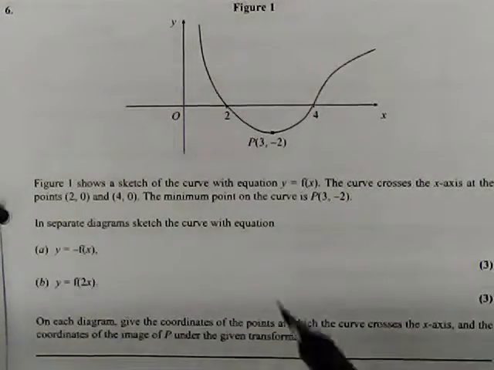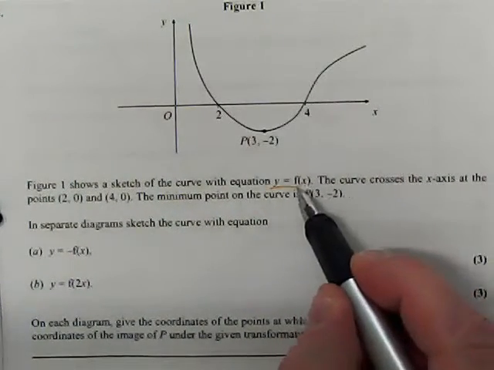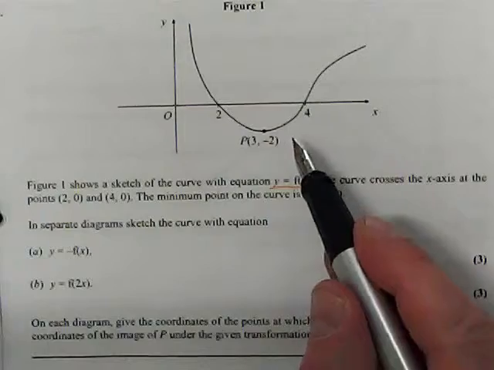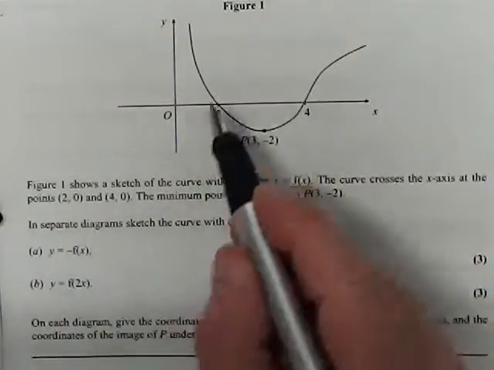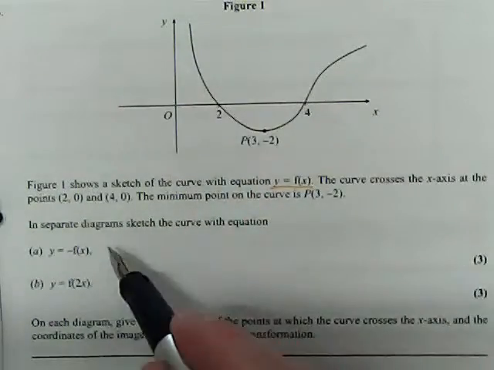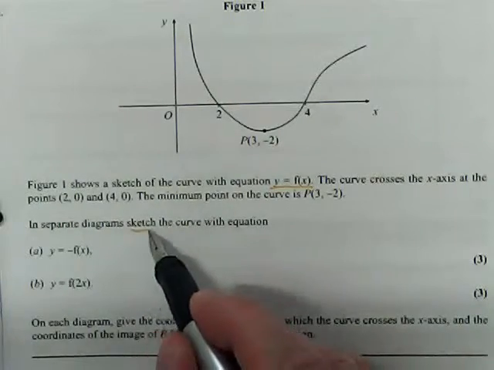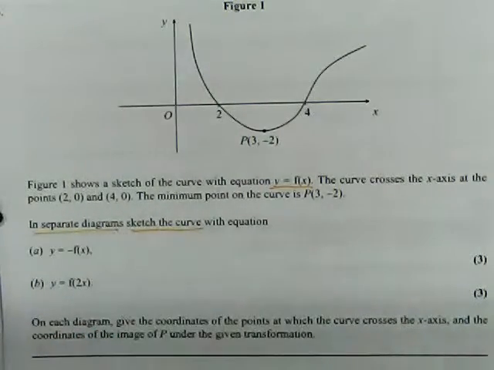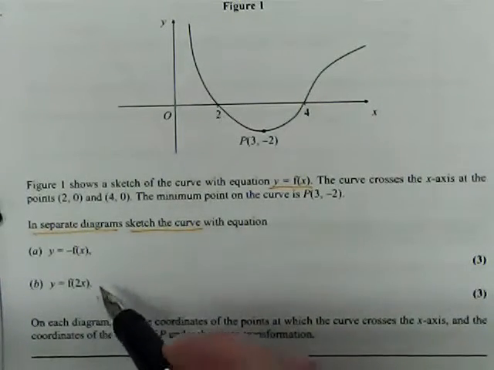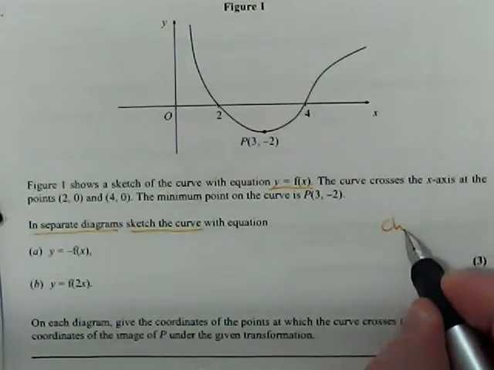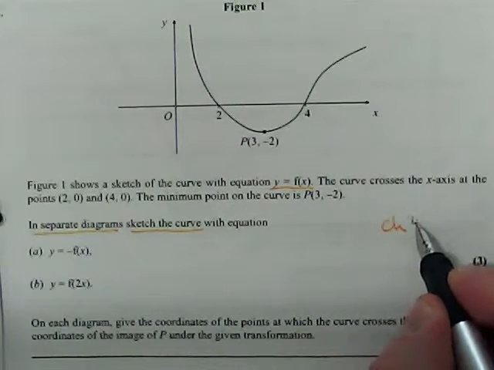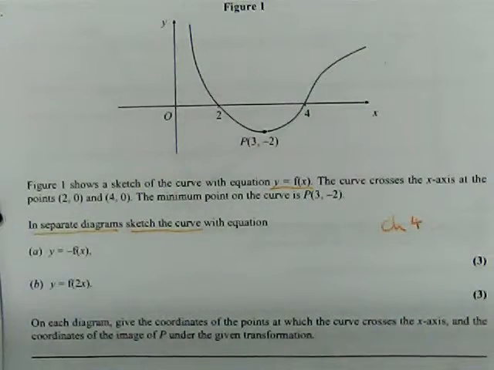Okay, in this question we've got a sketch of y equals f of x. We don't know what the function is, but we've got a graph of it, and it tells us about these three special points here. And we're doing transformations, so we've got to sketch these curves in separate diagrams. Always read that, so we want separate pictures. So this is a normal thing for transformations. This is, by the way, chapter 4 on graphs in your notes.